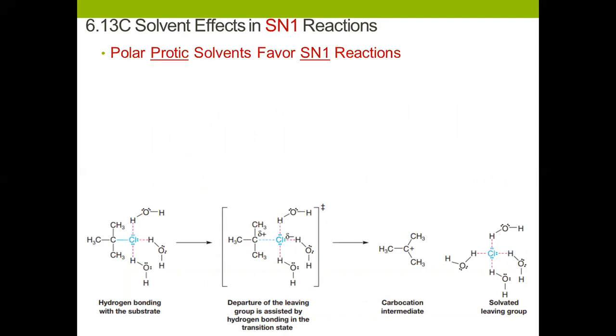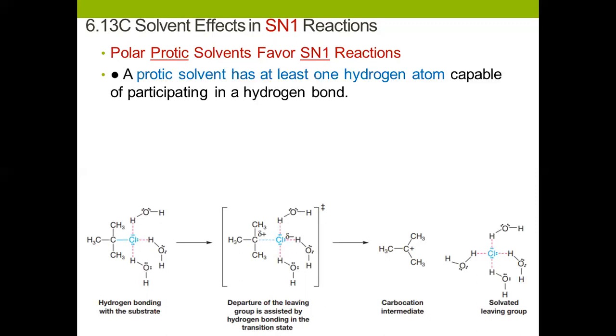So now let's move on to the effect of the solvents on the SN1 reaction. In the SN1 reaction, the use of polar protic solvents actually favors the reaction. A protic solvent has at least one hydrogen atom, protic from the word proton. So again, you'll be using water, ethanol, methanol, and similar substances.